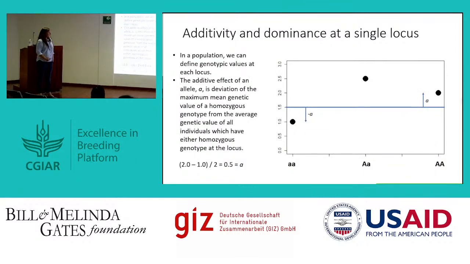So in a population, we do define the genotypic values at each locus. And this is pretty simple. This is pretty compatible with how we see dominance and epistasis in general genetics, in Mendelian genetics. So the additive effect of your allele is just the deviation of the maximum mean genetic value of the homozygous genotype from the average genetic value of individuals which are homozygous for either locus, all right? So from this 0 genotype to this 1 genotype, we take their average and find the deviation from the midpoint.